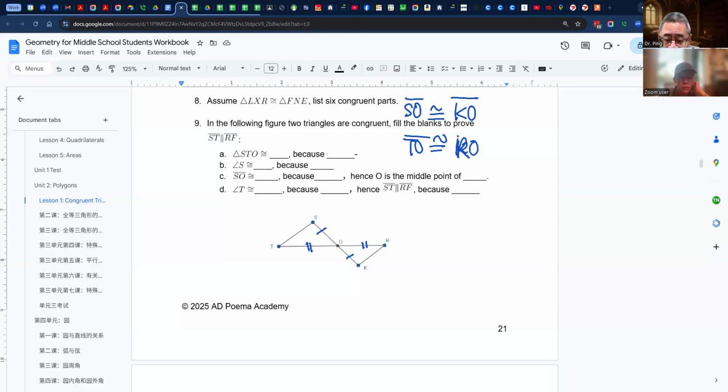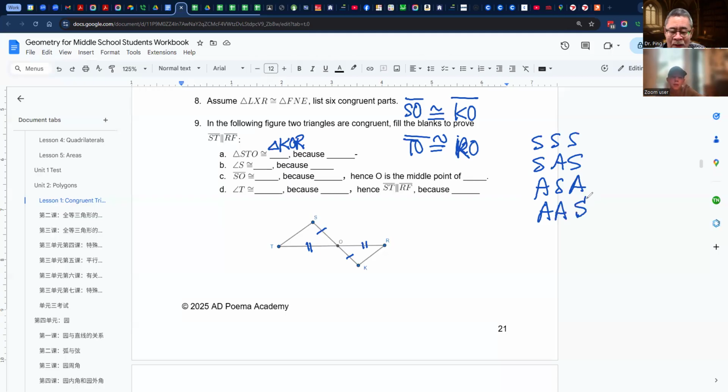So KOR, very, very good. KOR. So the reason is what? Think about when we prove two triangles congruent, we have SSS, we have SAS, we have ASA, we have AAS. So we want to see which one it is based on.